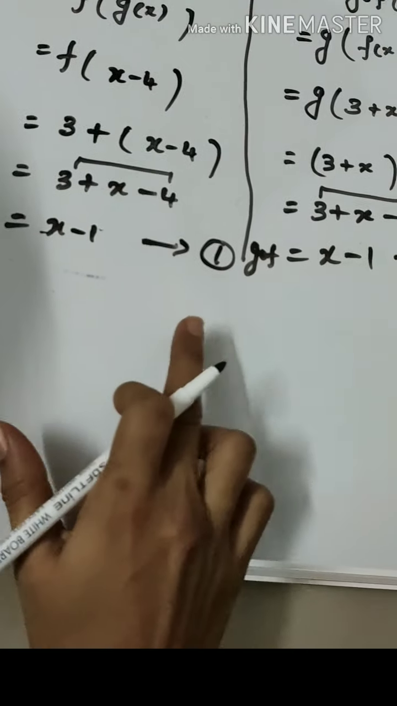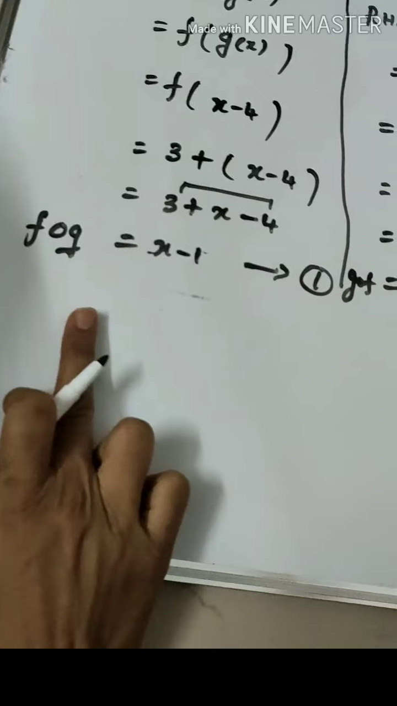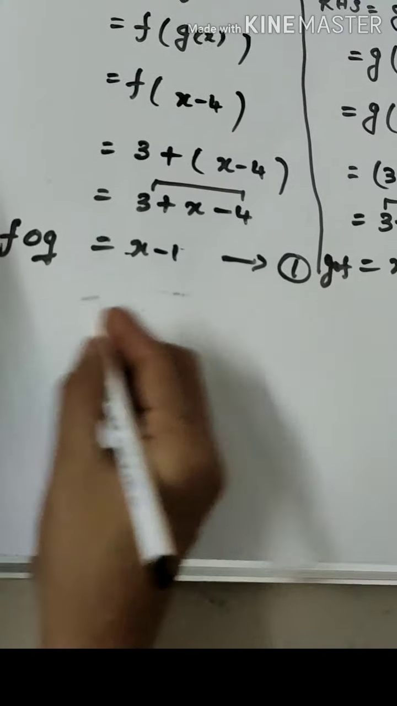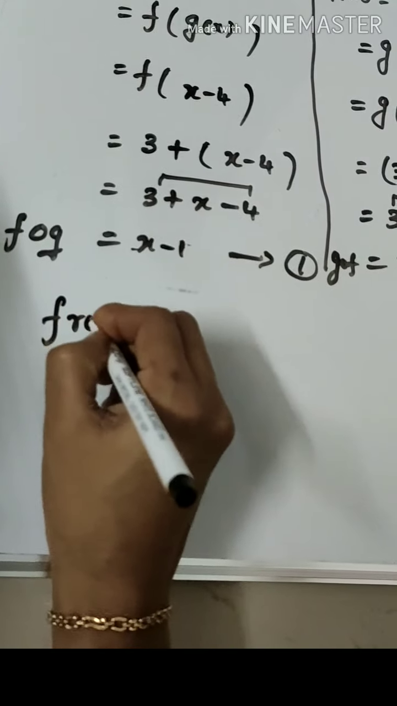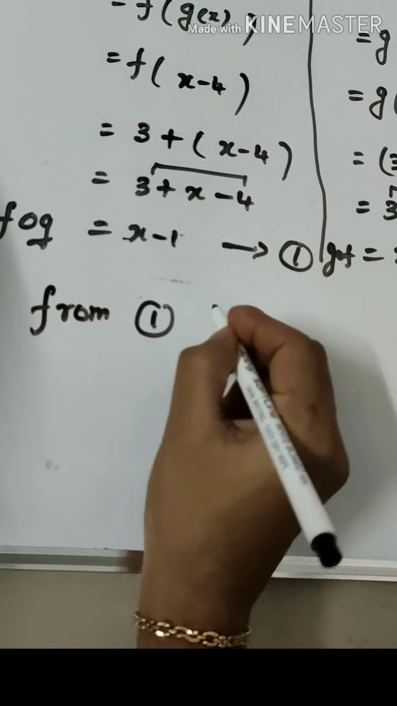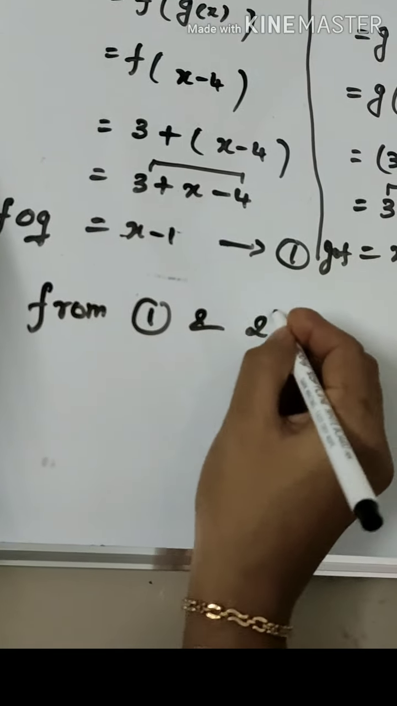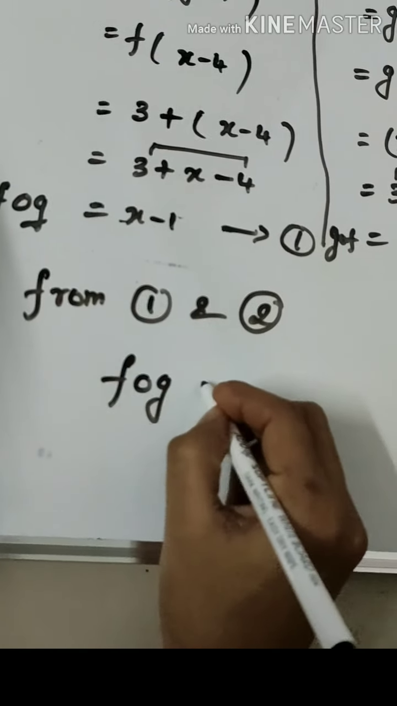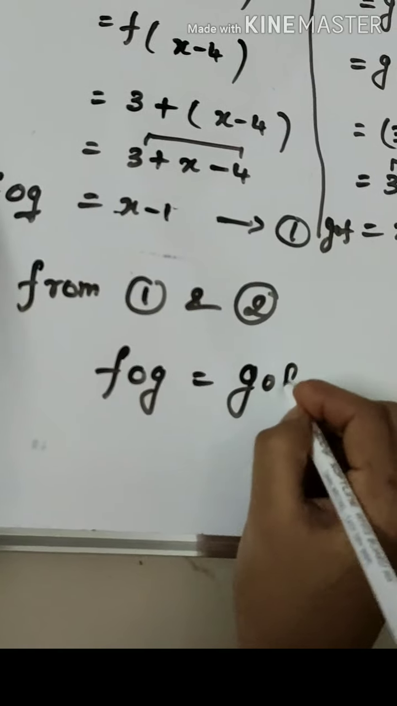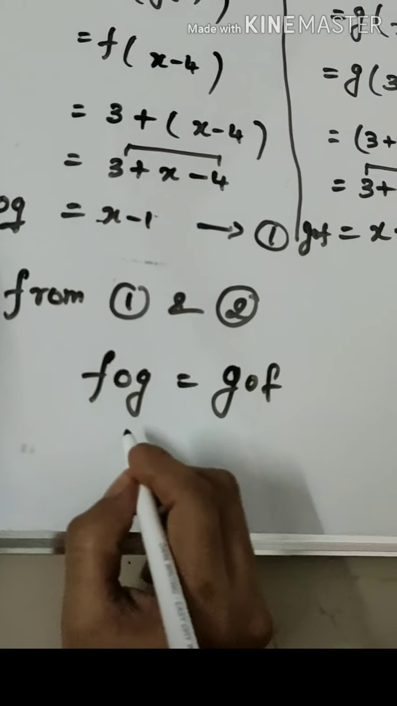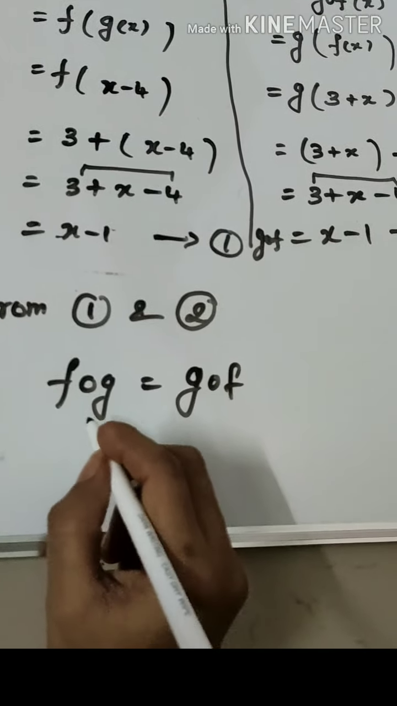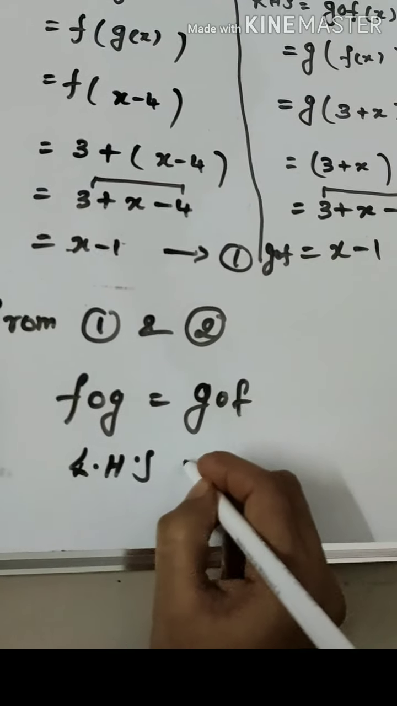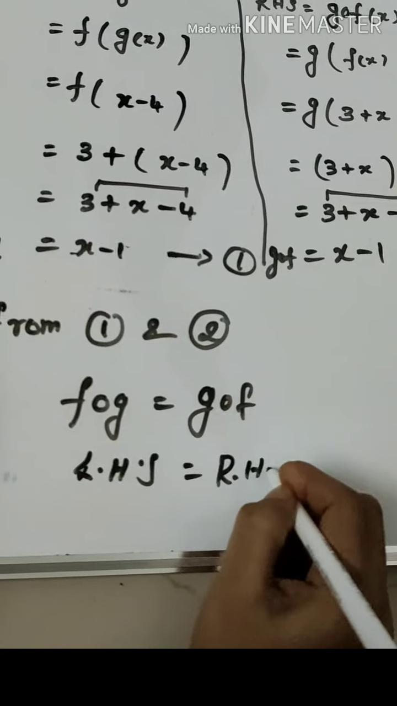From 1 and 2, just observe. From the first case, f composite g. Second case is g composite f. From 1 and 2, we can write f composite g is equal to g composite f. Therefore, LHS is equal to RHS. Hence, it is proved.